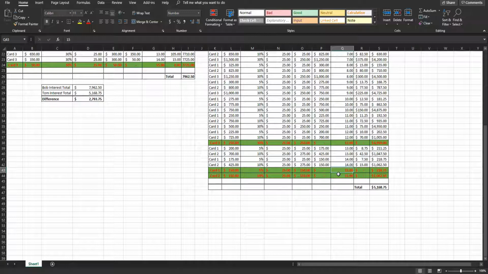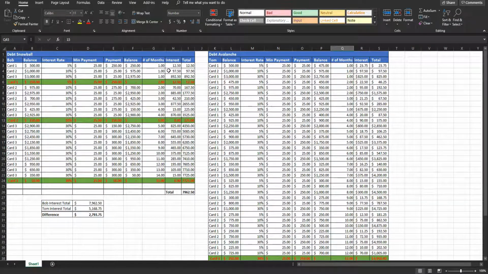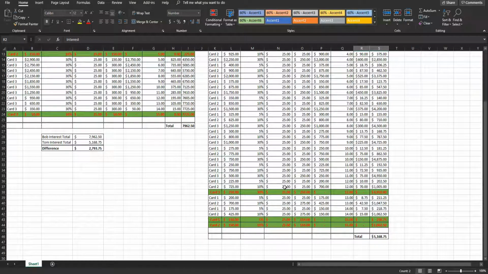But this is where the Debt Avalanche shines. Since he's focusing on the debt with the highest interest rate, that's going to ensure that he pays the least amount of interest overall. So here I have the interest rate, and I have the total interest summed up. For card number 3, it's $4,950 of interest that occurred, versus $7,725. Huge difference. It's like over $2,700 difference right there.